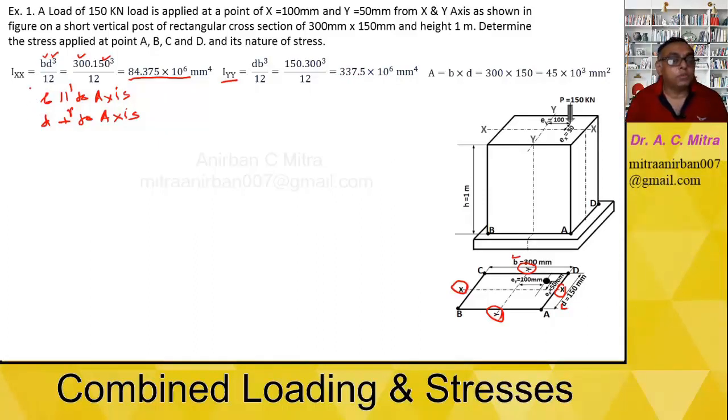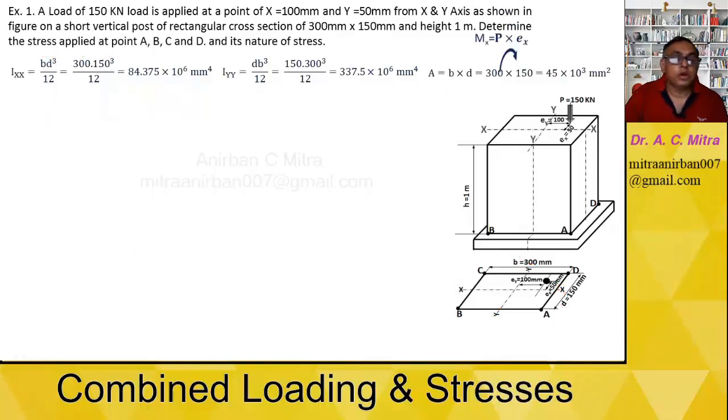So remember, the formula of I is equal to bd cube by 12. And which one is b? b is always parallel to the axis and d is always perpendicular to the axis. Now we also find another dimensional parameter, that is the cross section area, b into d, which is 45 into 10 raised to 3.